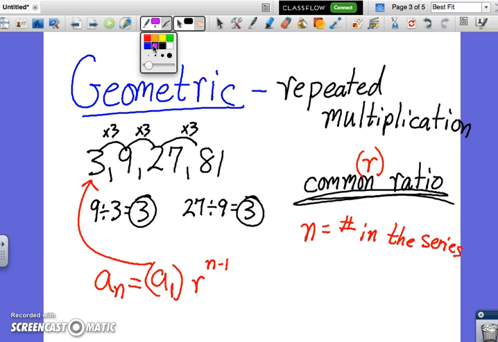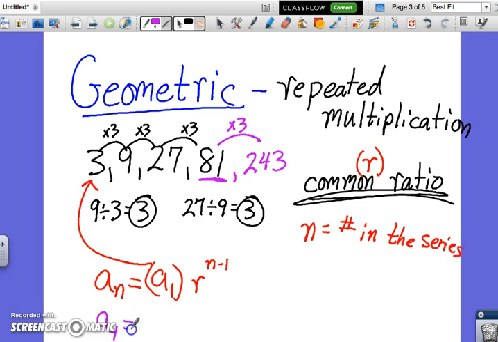Obviously we could keep this pattern here. We know that the next number in the series times 3, we know what the next number of our series is. We can multiply this one by 3 and we would find that it is 243. Well, what happens if we didn't know that? What if we only knew the first 2 numbers in the series? Let's say we're looking for the 4th number in the series. So if we're looking for a to the 4th, we know that the 4th term is 81. So we could use this formula.